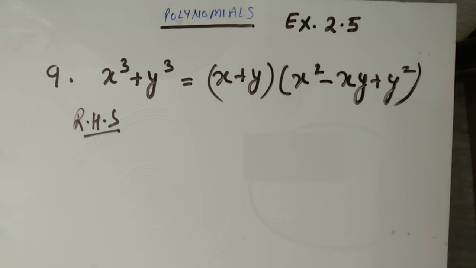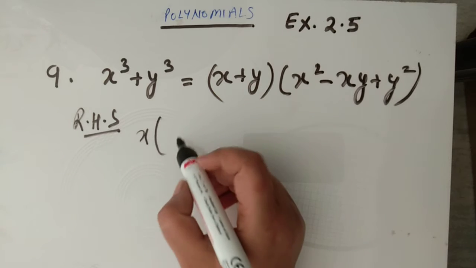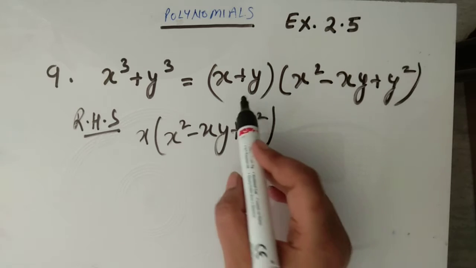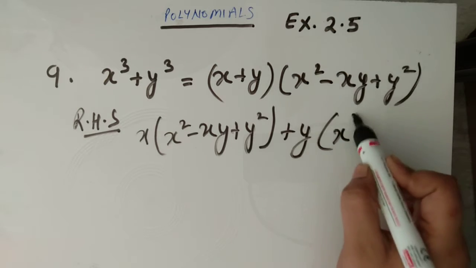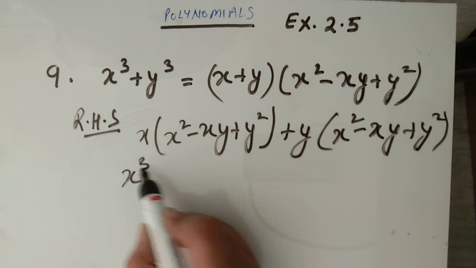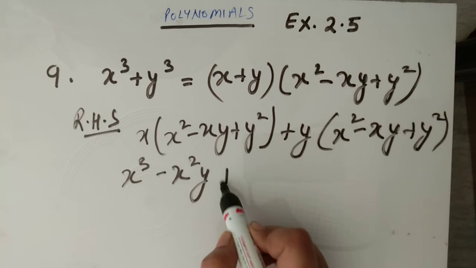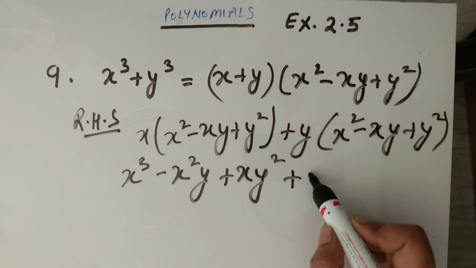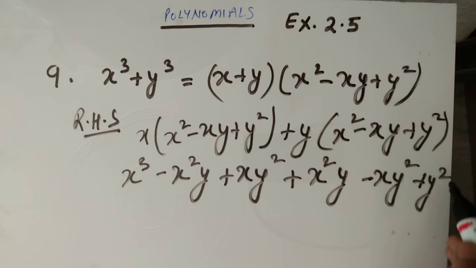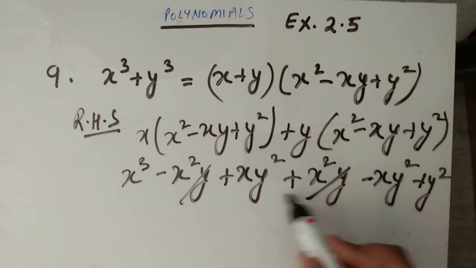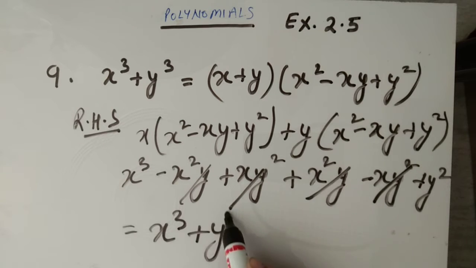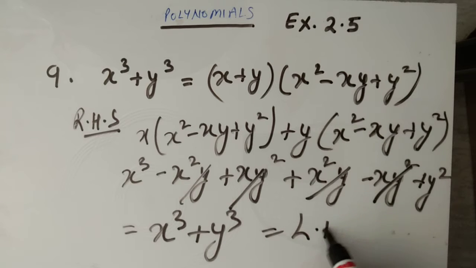So see the solution. We will first multiply that term by x, that is x square minus xy plus y square. Then again we will multiply that term by y, x square minus xy plus y square. Now multiply it: x cube minus x square y plus xy square plus x square y minus xy square plus y cube. Now see the common terms, they are cancelled out and what we are getting as the answer is x cube plus y cube, and it is equal to LHS.